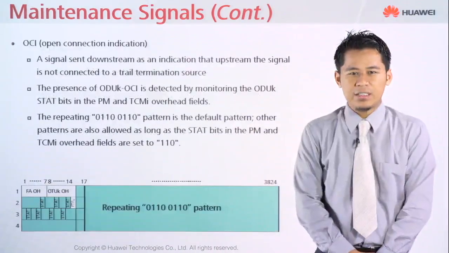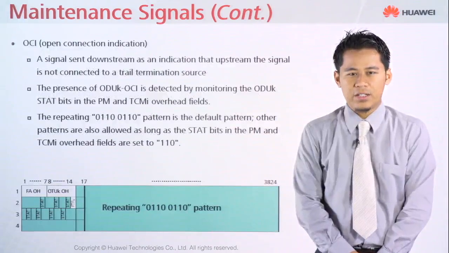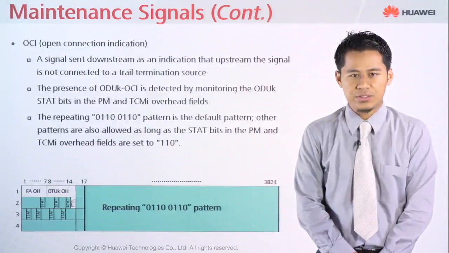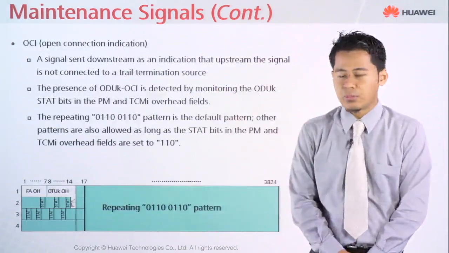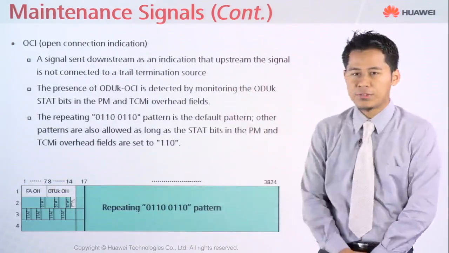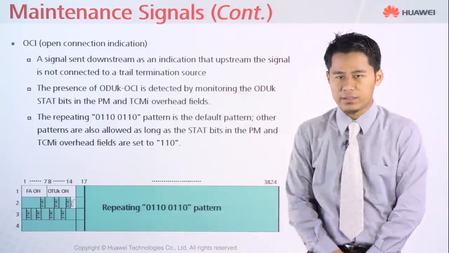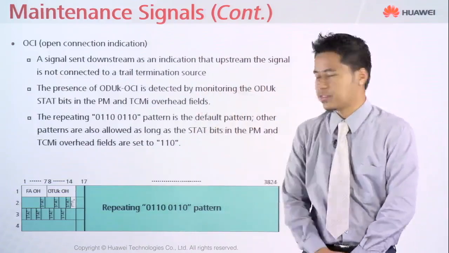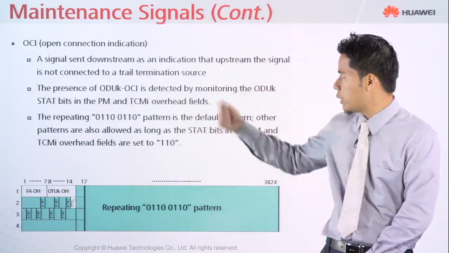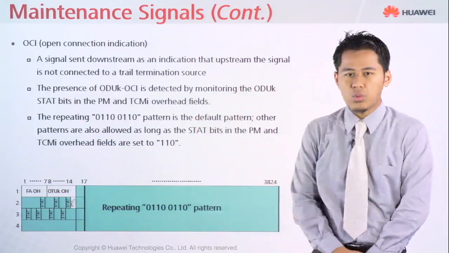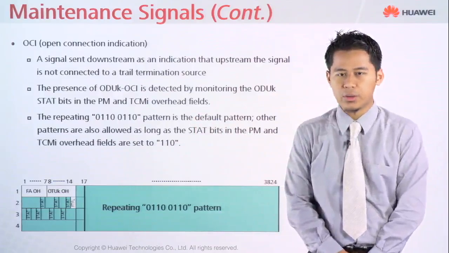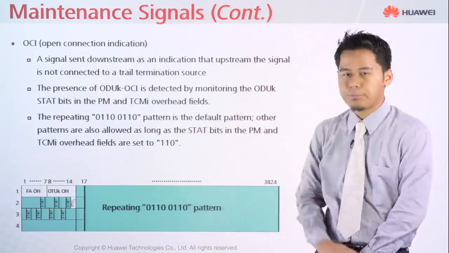The maintenance signal is for OCI, open connection indication. In this part also you will see the signal is sent downstream, whereby the indication at the upstream signal is not connected to the trail source. Here also they will have something that we call the repeating of 0110, 0110 in the default pattern.